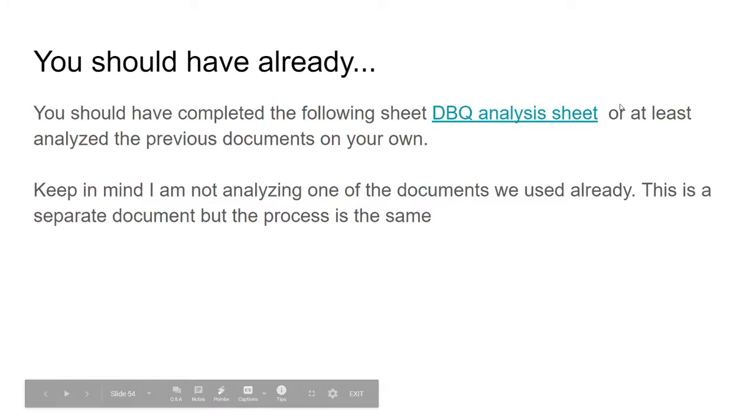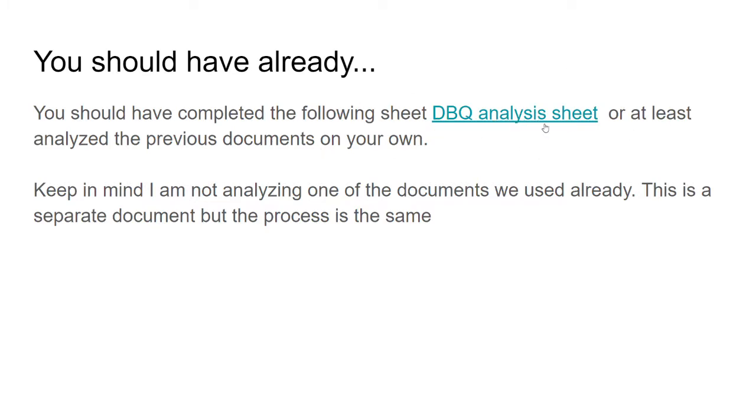Now, by now, you should have already completed the DBQ analysis sheet, or at least analyzed the documents on your own. Check out part 2 if you don't know what I'm talking about. And also, keep in mind, I am not going to be writing a paragraph about any of the documents we analyzed in part 2, primarily because I'm not going to give you guys a free paragraph. Instead, I'm going to analyze an advertisement, and I'm going to write a paragraph based on the advertisement. It's still the same format. I'm still going to use the same graphic organizer to answer the same questions, but this way you guys can focus on developing your writing skills more so.